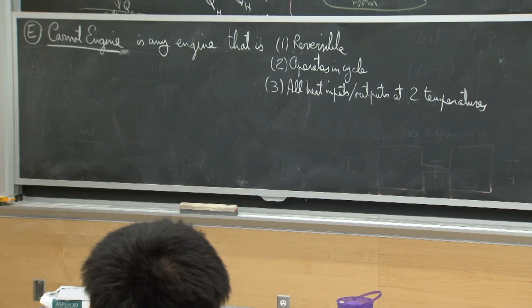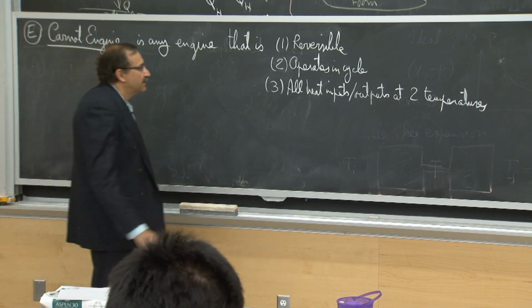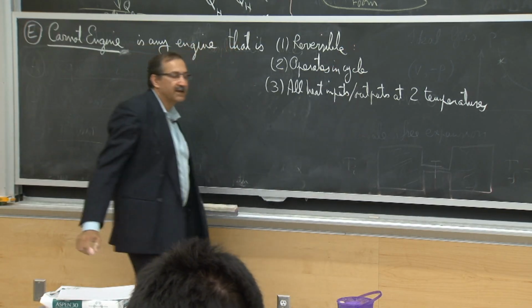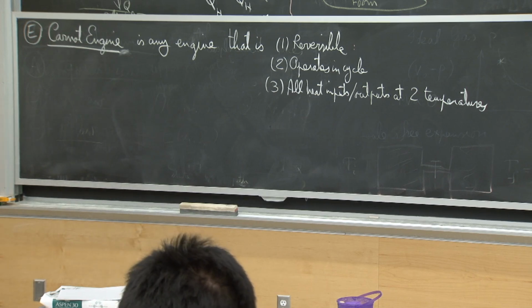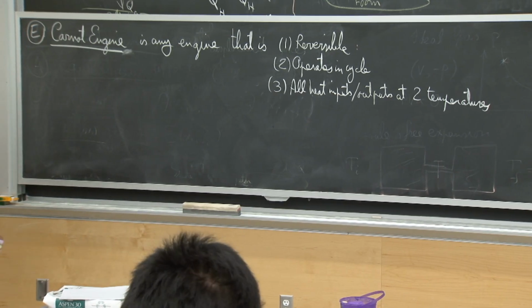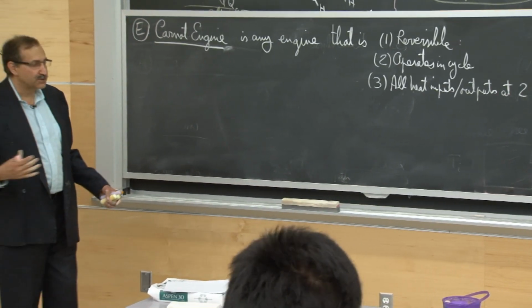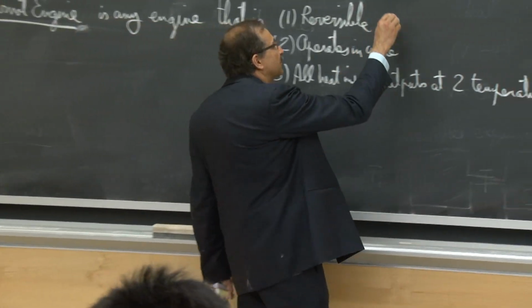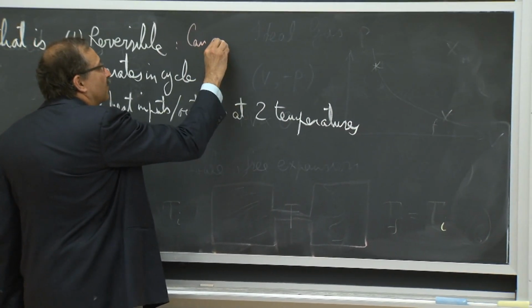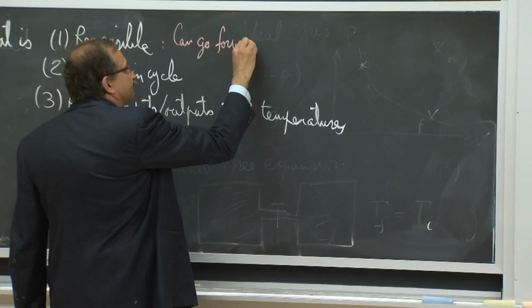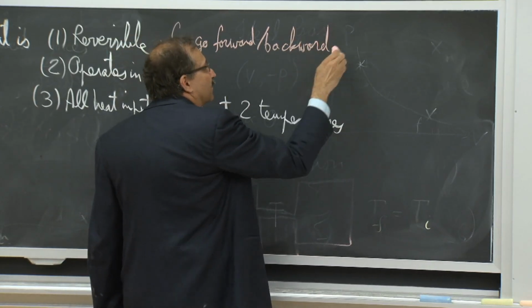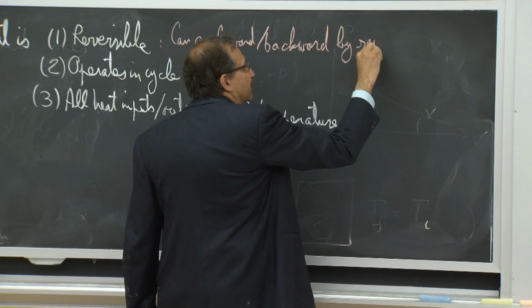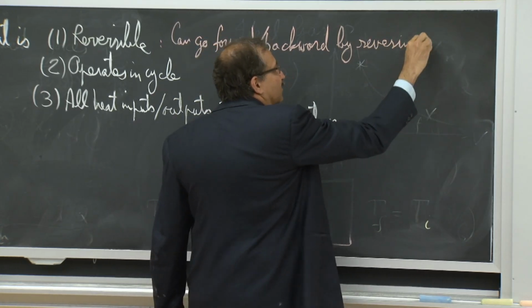So let's go through the conditions. Reversible implies that at any stage, if I change the directions of inputs and outputs, it would just go backward. So it can go forward or backward by reversing inputs and outputs.